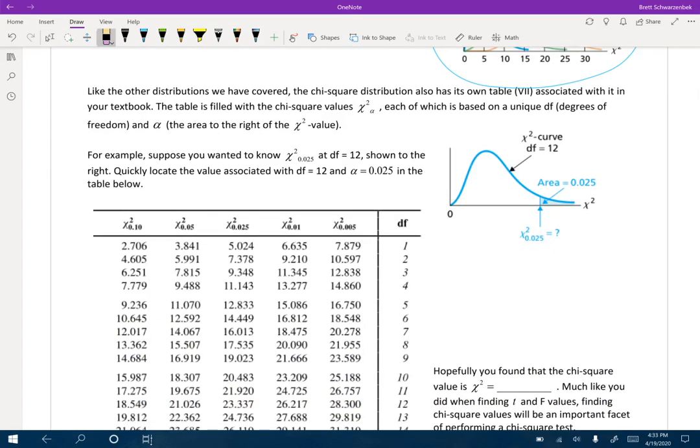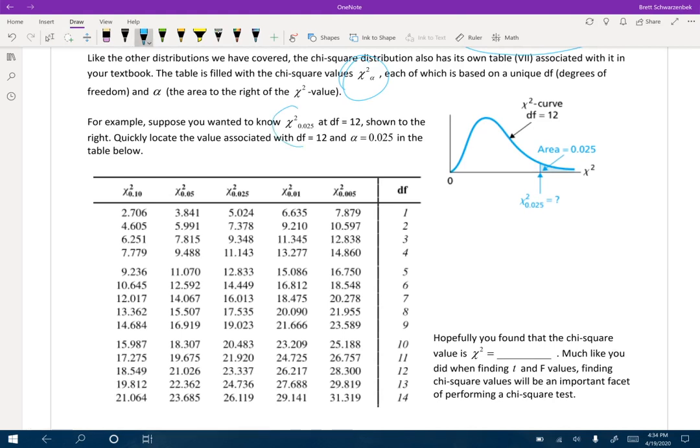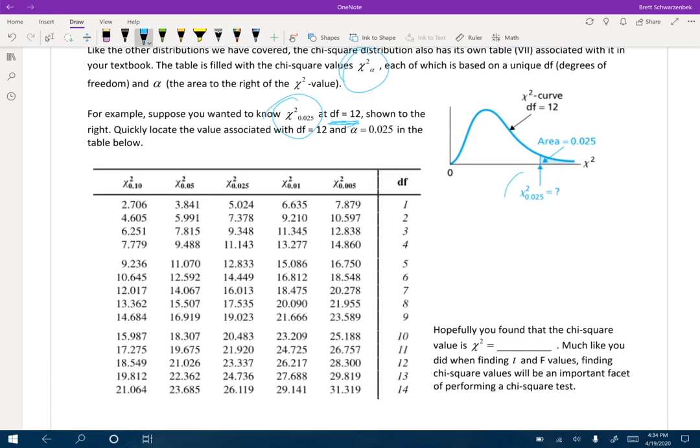Okay, so chi-square has its own table associated, just like with all the other distributions. If you recall, we had our F curve was F sub alpha, and there were two different types, DFN and DFD, degrees of freedom. Well, for this, we're back to only one type of degrees of freedom, so now we're at chi-squared sub alpha and one unique value for degrees of freedom. So what's a good example? Let's say we were looking for chi-squared sub 0.025 at DF is 12. So what does that look like? You're looking for the value of chi-squared that marks the right tail area of 0.025 at degrees of freedom 12.